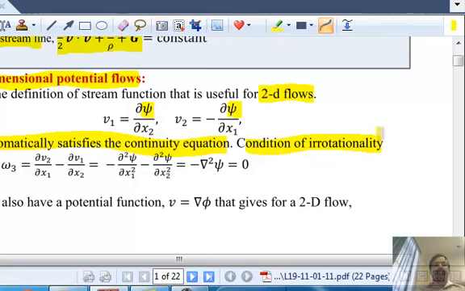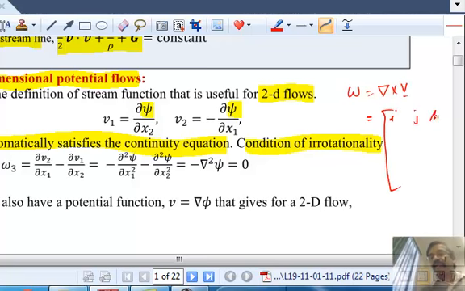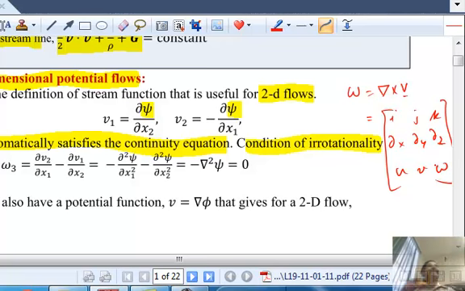But in two-dimensional flow, which vorticity component will be 0? Remember, what is the definition of vorticity? Vorticity omega is del cross V. When you expand it, you write the three unit vectors i, j, k, then d/dx, d/dy, d/dz, and then u, v, w. That's the expansion of the vorticity vector.